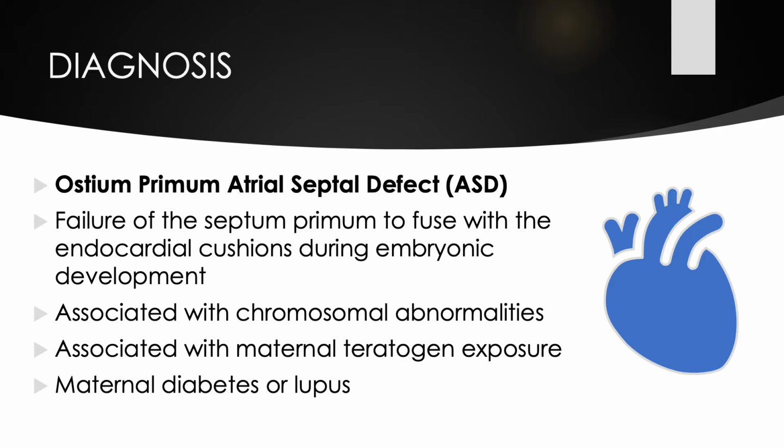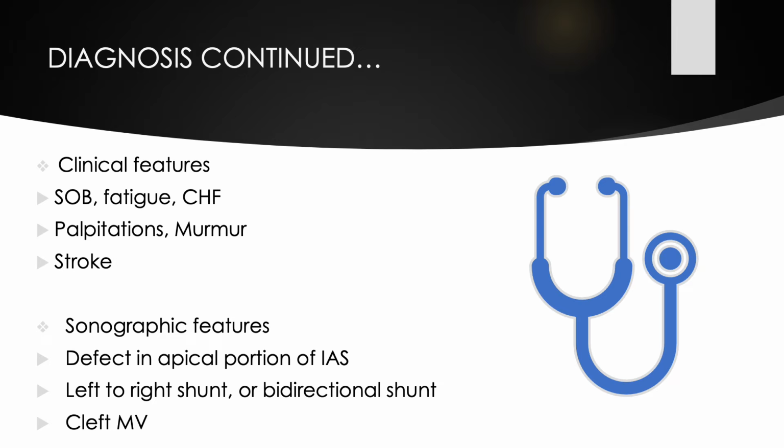Atrial septal defects are one of the most common congenital heart defects, but the ostium primum ASD is one of the less common types of ASDs. Ostium primum ASDs are associated with chromosomal abnormalities like Down syndrome and Turner syndrome. They are also associated with maternal teratogen exposure like rubella or drugs such as cocaine and alcohol. Maternal diabetes or autoimmune diseases like lupus also put a baby at a risk for developing an ASD.